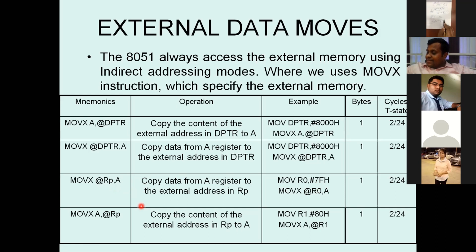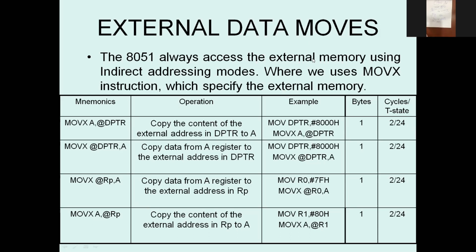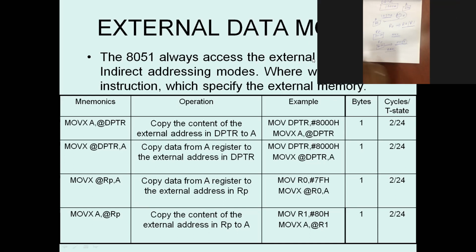What is the meaning of X? X stands for external memory. What is the size of the internal RAM in 8051? 128 bytes, which means 00 to 7F with respect to the locations. So MOV is for internal memory only.